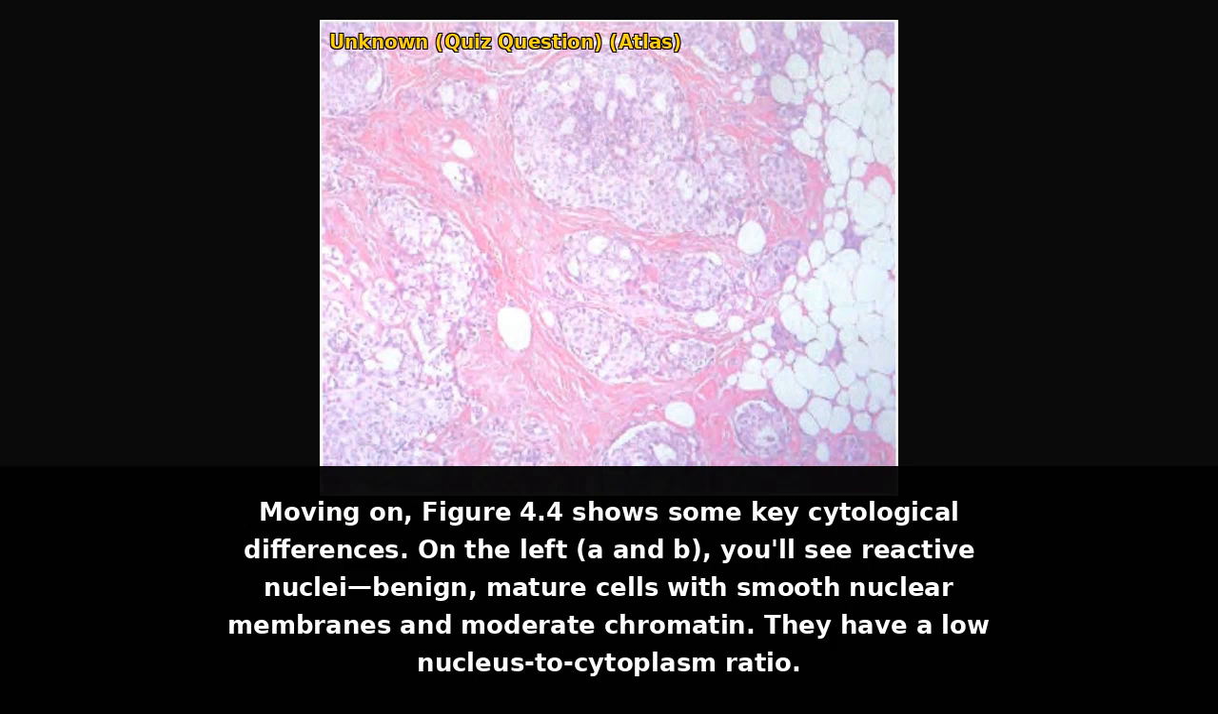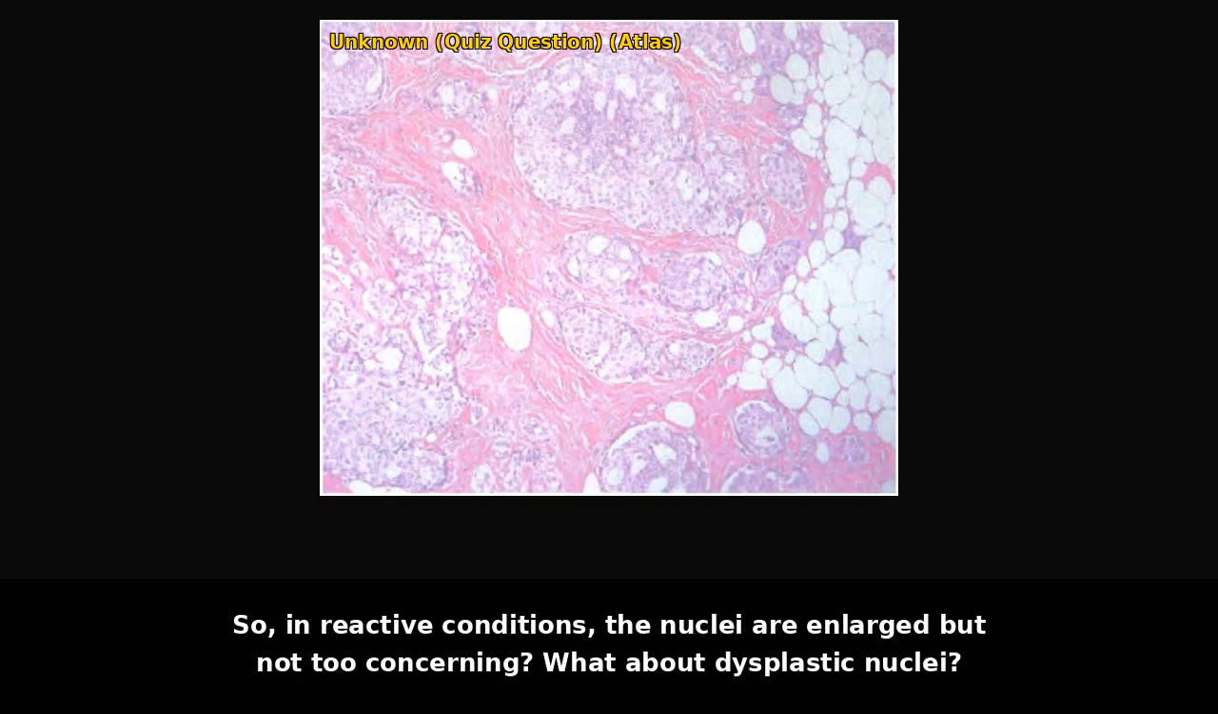On the left, A and B, you'll see reactive nuclei, just benign mature cells with smooth nuclear membranes and moderate chromatin. They have a low nucleus to cytoplasm ratio. So in reactive conditions, the nuclei are enlarged, but not too concerning.